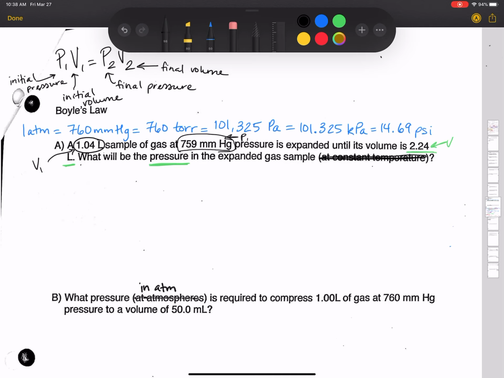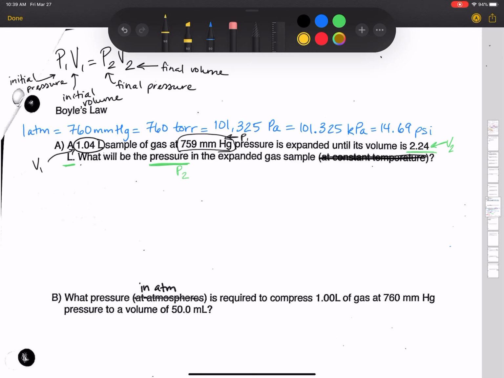So I want to make sure that I keep whatever my before is, in this case 1.04 liters, with my before 759 millimeters mercury pressure. So my volume before is my V1, and my pressure before is my P1. Then they also told me that now that gas was expanded until its volume is 2.24 liters. So this right here is my V2. They're asking for what will the pressure be in the expanded gas sample, so the pressure of the V2. So I'm now going to search for the P2 pressure.